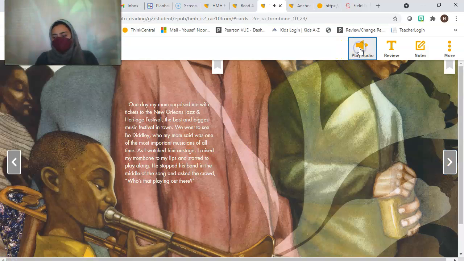Why do you guys think he fell asleep with the trombone in his hands? Very good, because he was so tired.